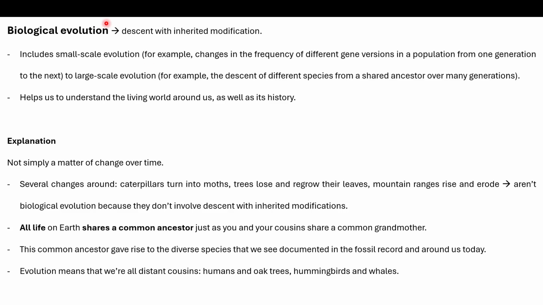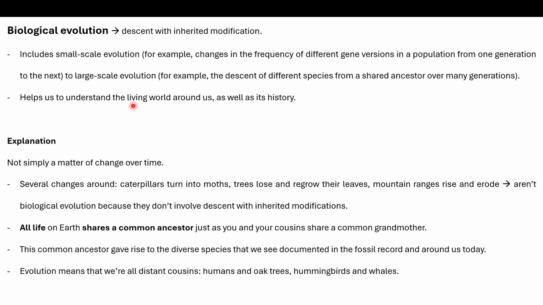Now, when we talk about biological evolution, it is actually descent with inherited modification. Biological evolution includes small scale evolution, like changes in the frequency of different gene versions in a population from one generation to the next, to large scale evolution, like the descent of different species from a shared ancestor over the course of many generations. So, biological evolution helps us to understand the living world around us as well as its history.